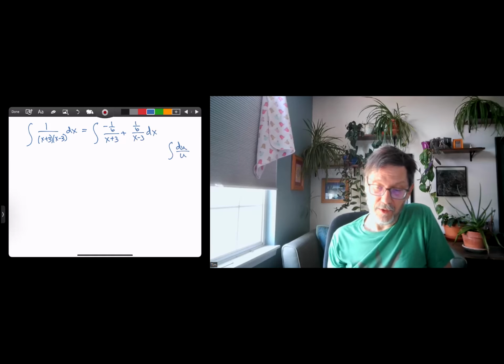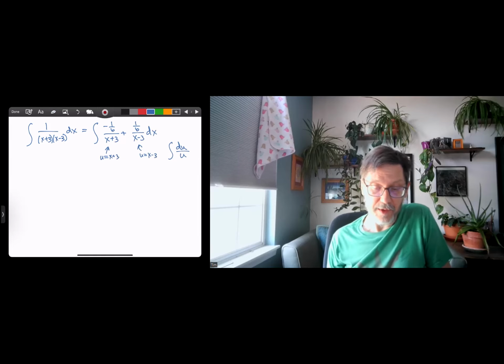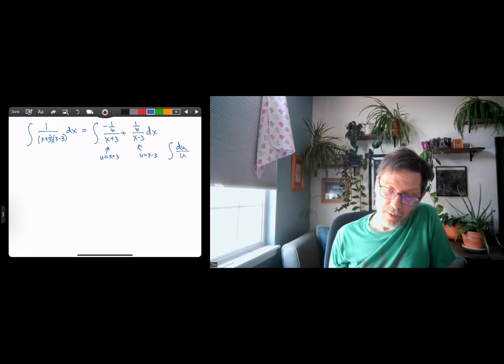And the u and the du and the dx are actually going to be equivalent, right? In this first one, you're going to let u equal x plus 3, and then in this one you'd let u equal x minus 3, and you can see that du is equal to dx. So actually pretty straightforward, and we're just going to go right to that natural log form.